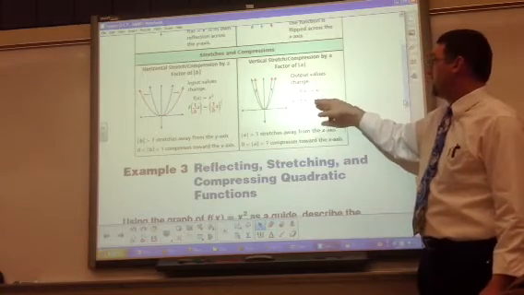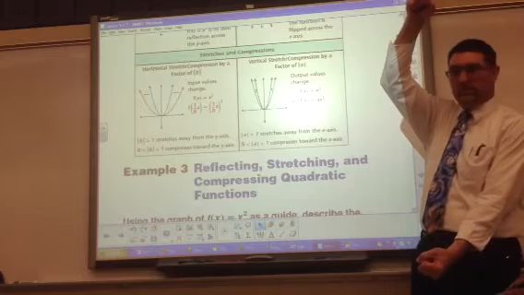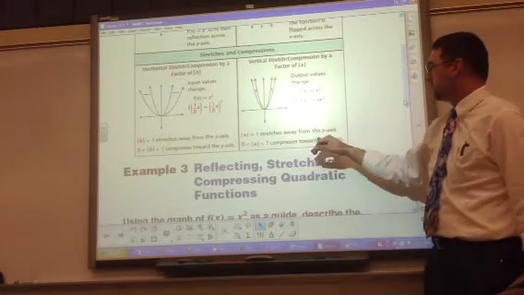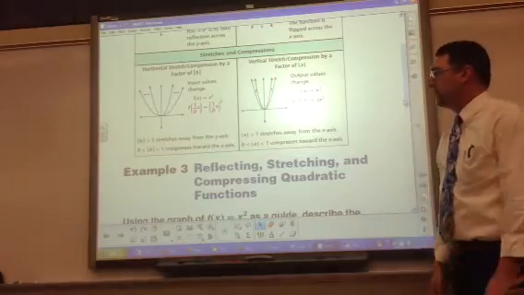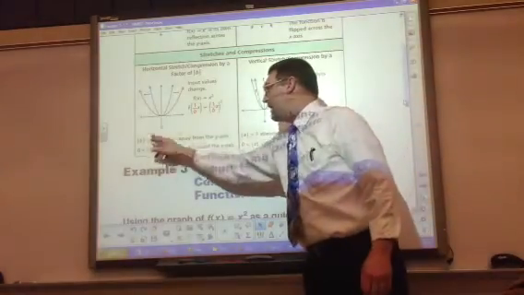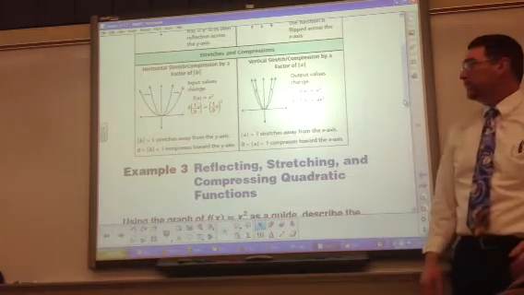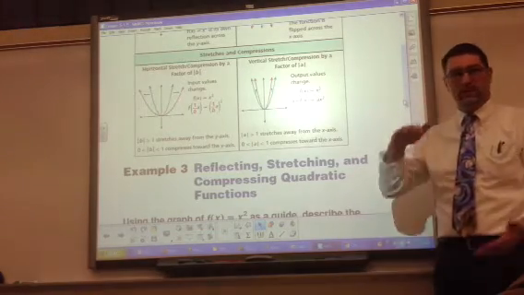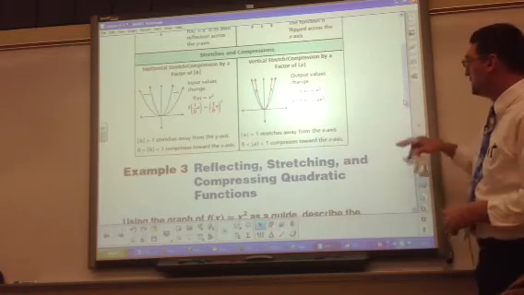The value of a, okay? Vertical stretch means it stretches it vertically, and if it's between 0 and 1, it compresses it vertically. And actually, these are backwards. Okay. When b is greater than 1, it compresses it. When b is less than 1, it stretches it horizontally, because it's the opposite of what these are.